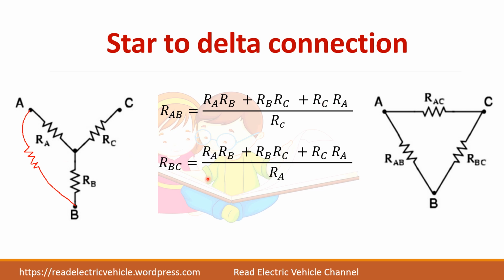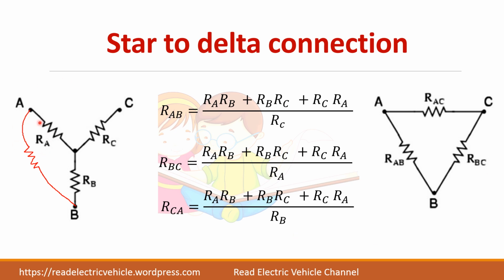And to find RBC, see here it is RBC, which is missing A. So your denominator should have RA. Numerator is same for all the formulas. So numerator you can find once, just multiply the adjacent arms, add it, divided by whichever value is missing here, you put it here. So for BC, divide by RA, for CA, divide by RB.